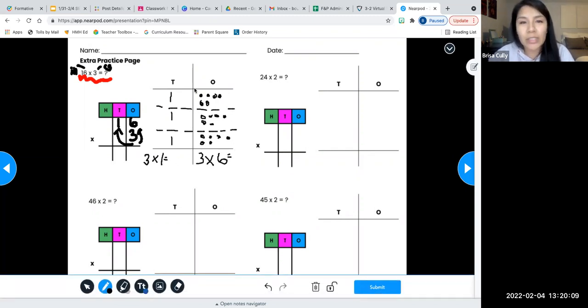How many ones do I have in my ones place? You can use my screen to count them. So we have 3 groups with 6 in each. I think I got 6. How many ones are there all together?